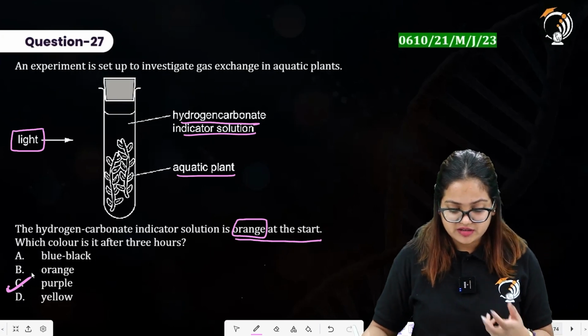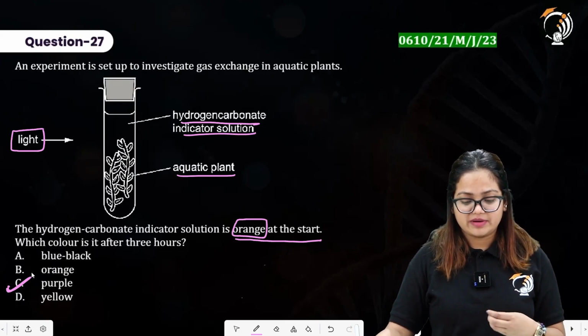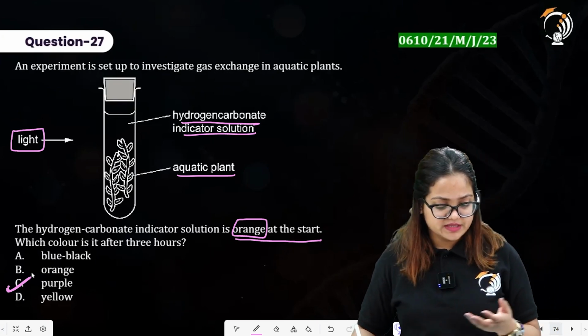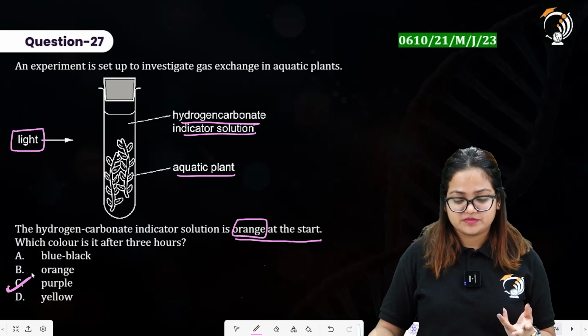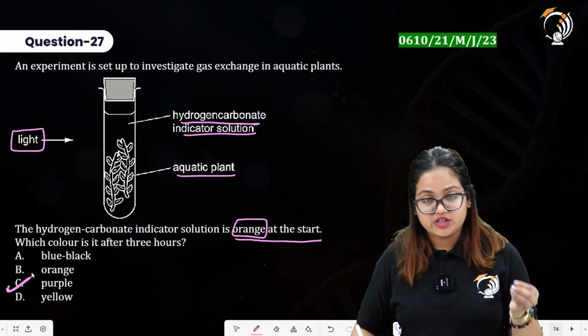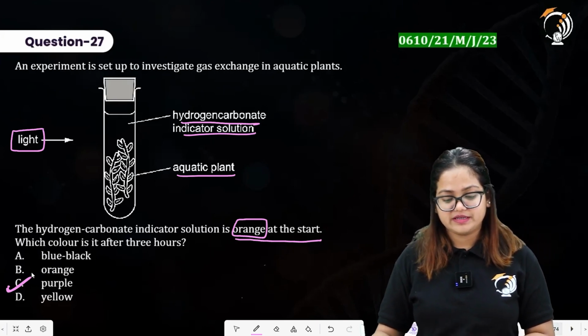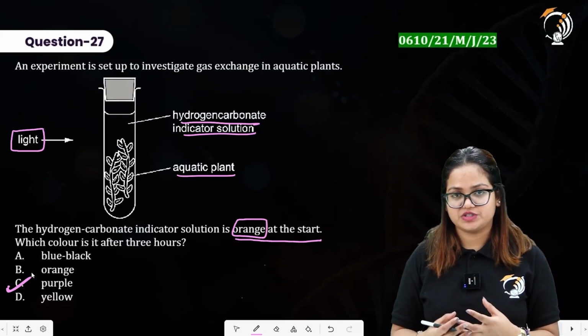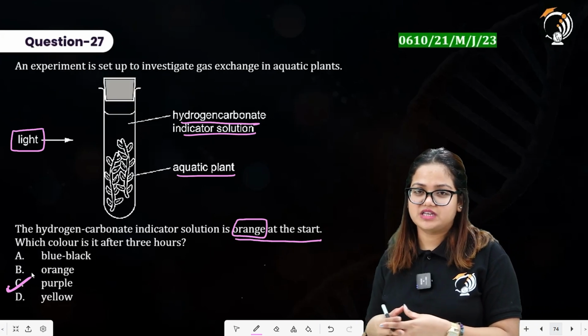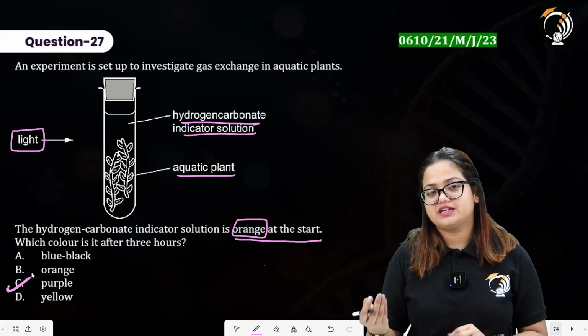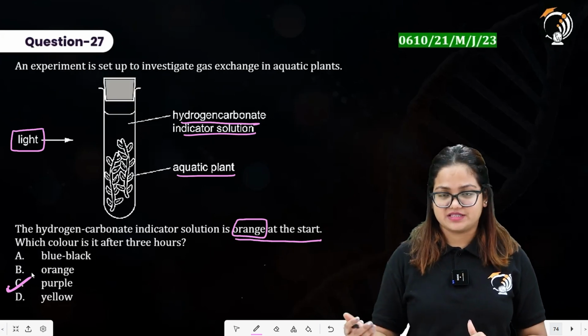And what about the red color? The red color is shown when the carbon dioxide concentration is normal. Orange color signifies that the carbon dioxide concentration is a bit higher. What does yellow color here signify? That the carbon dioxide concentration has increased.